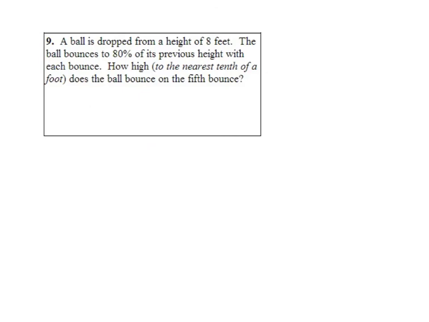All right, on this final part of your homework is to do this problem. So the ball is dropped from the height of 8 feet. That's a sub 1. And then the ball bounces to 80% of its previous height with each bounce. How high to the nearest tenth does the ball bounce on the fifth bounce? Okay, so you have to ask yourself, are you looking for the term, or are you looking for the sum? So I need to see your work, and when I check your notes, I'll be looking for this problem. So do not skip it, and I'll see you in class.